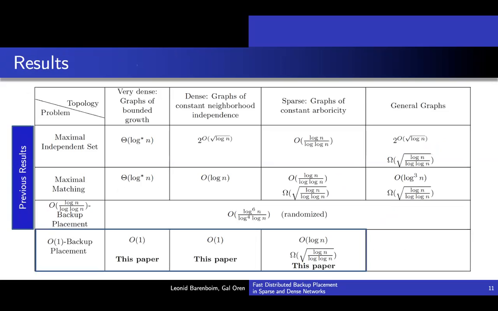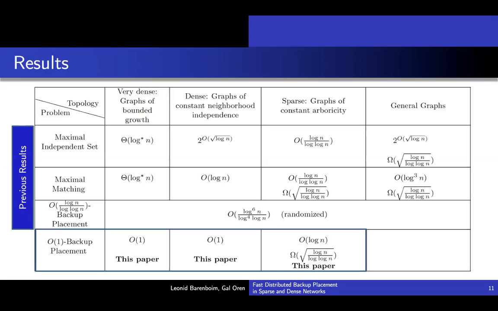Let's start from the end. I would like to present a short and conclusive comparison of our results to what has previously been achieved in the field of symmetry breaking problems in different types of graph topologies, as you can see in the header of the table. We show that O(1) backup placement can be computed in O(1) rounds in certain wireless networks, social networks, claw-free graphs, and more generally, in any graph with neighborhood independence bounded by a constant.